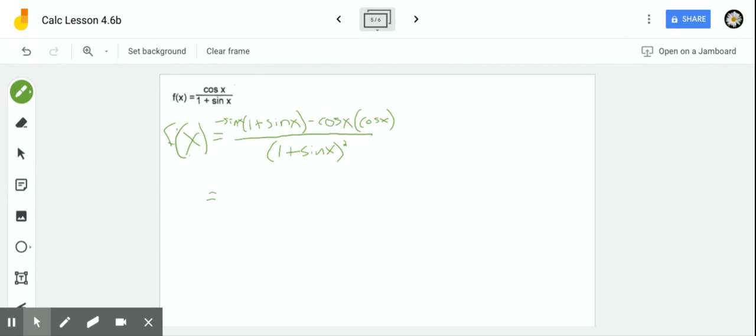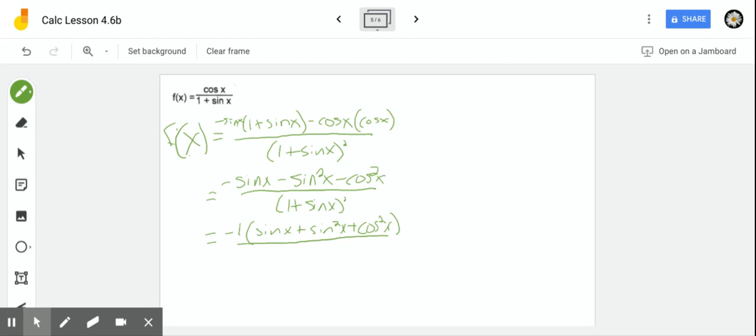All right, so that's going to mean our numerator is -sine x minus sine squared x minus cosine squared x, all over 1 plus sine x. Now I'm going to factor out a -1. So that's going to give us sine x plus sine squared x plus cosine squared x, all over 1 plus sine x.